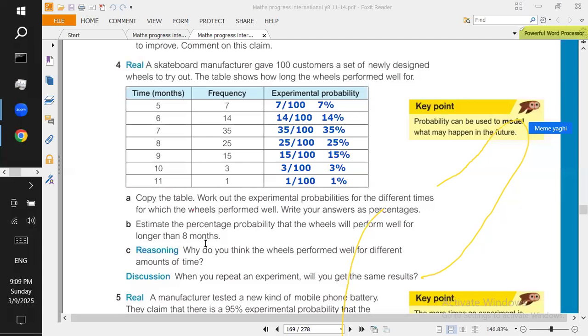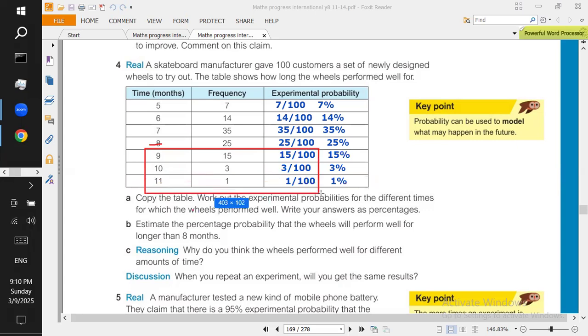Now, estimate the percentage probability that the wheels will perform well for longer than 8 months. For longer than 8 months. It means longer than 8 months, so it's not 8 months. We don't count the 8 months. We count the ones longer. So, we count this: 9 months, 10 months, and 11 months.